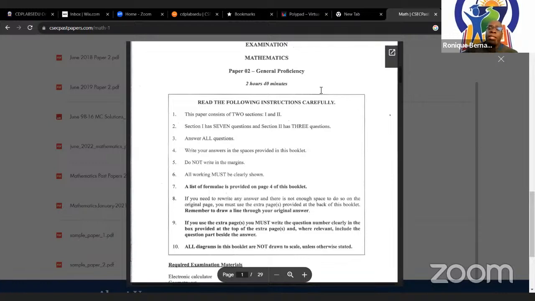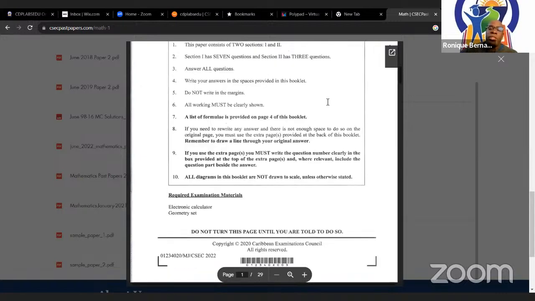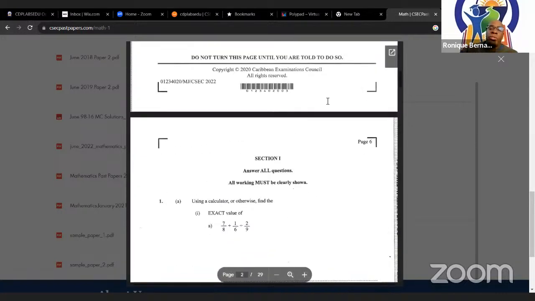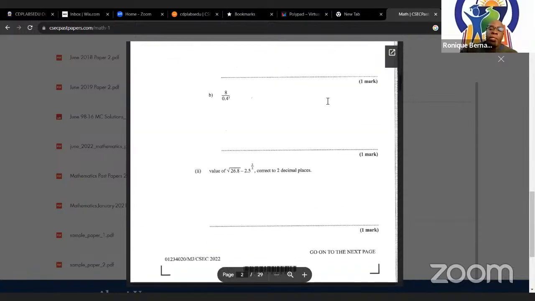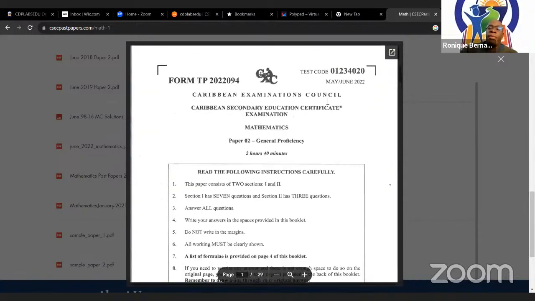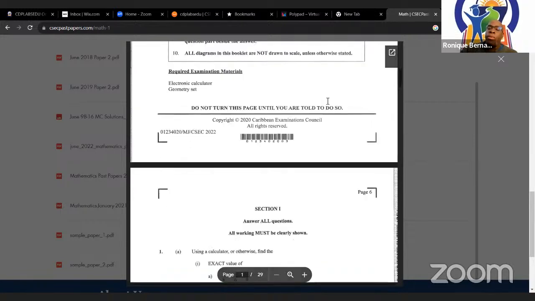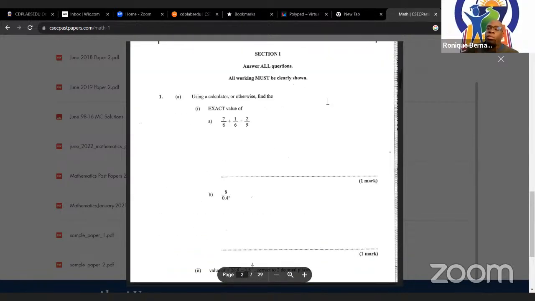Good? So write your answers in the spaces provided in this booklet, and do not write in the margin. Actually, those are the instructions. Also, I didn't add it to this paper, but in every exam you have the formulas, which you don't need to memorize because they actually give them to you.